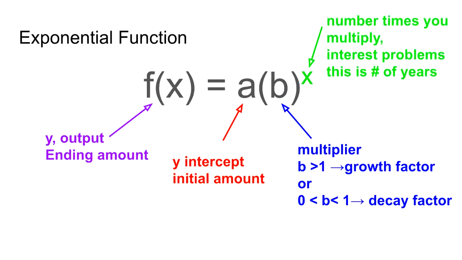This x up here, that's the number of times we multiply b over and over and over again. If it's an interest problem, then a lot of times this is going to be years, and if it's a word problem, it's going to be the number of times we multiply b over and over again.